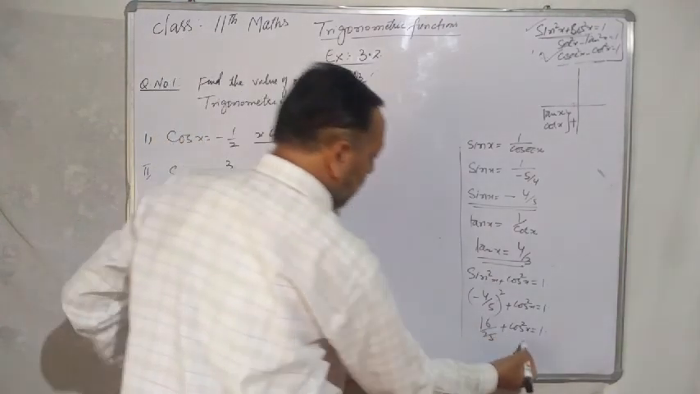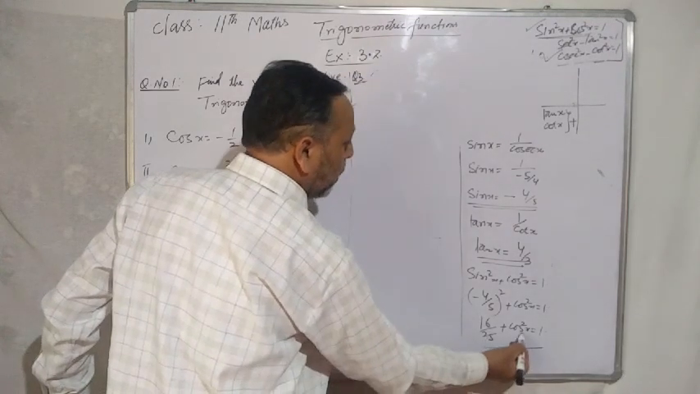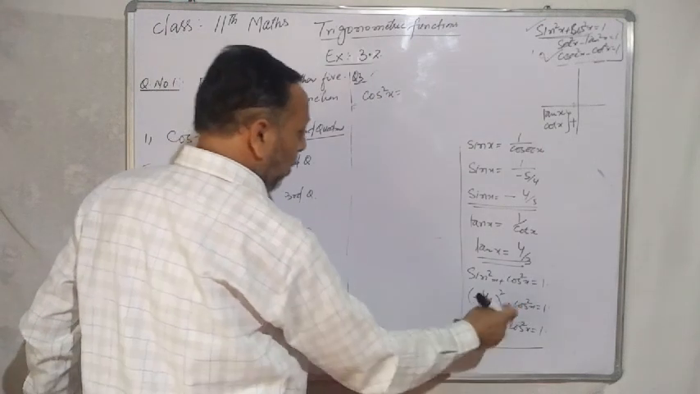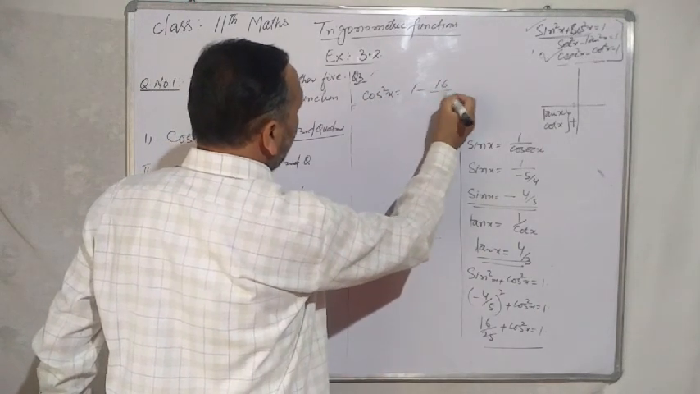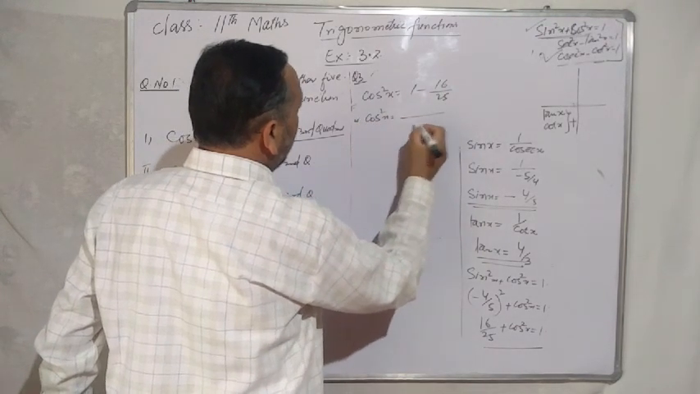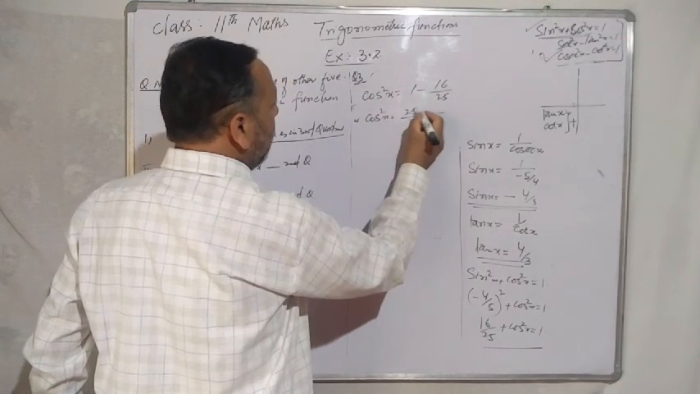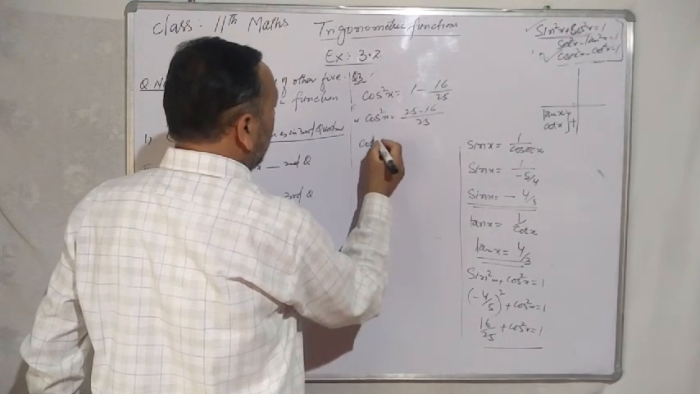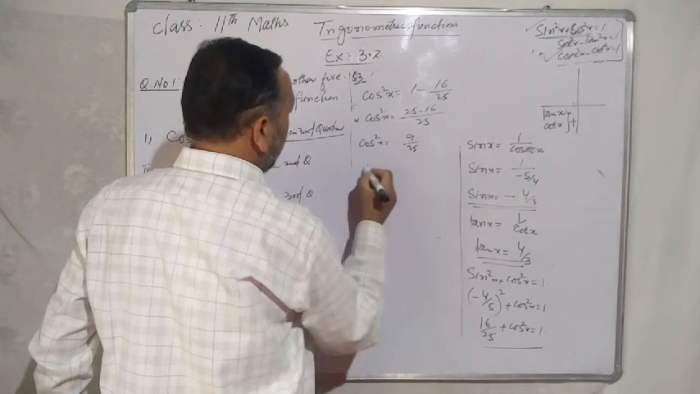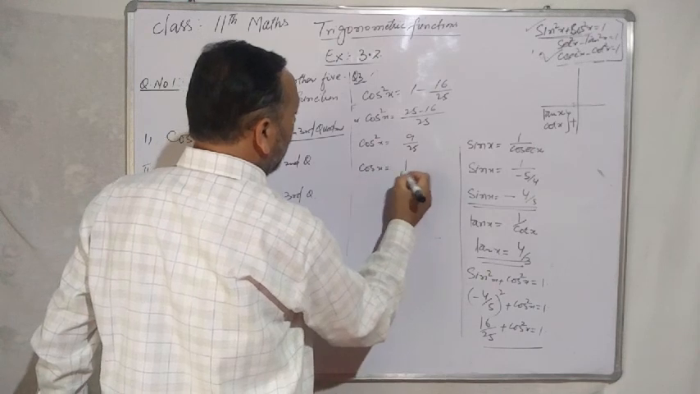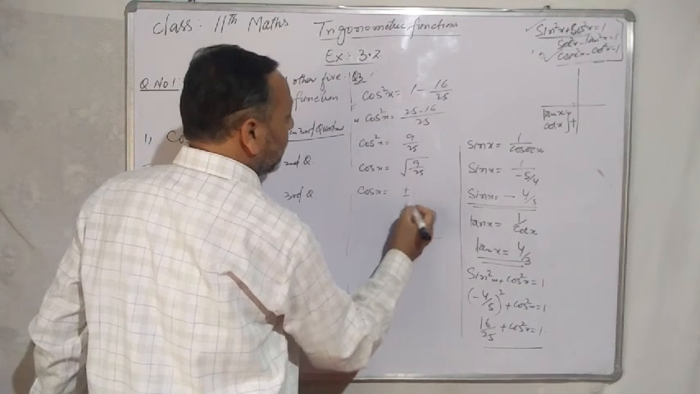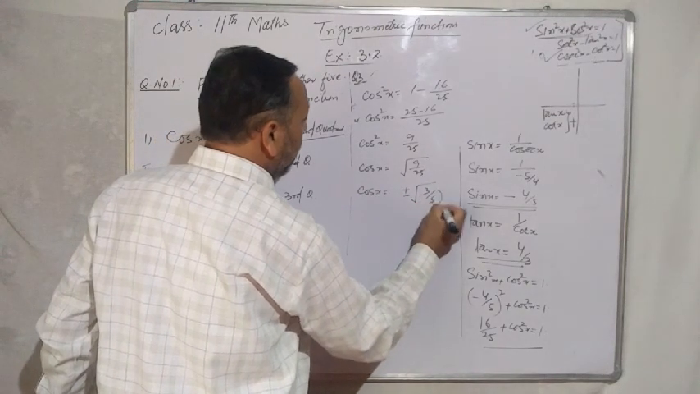Now 16 by 25 plus cos square x is equal to 1. It means cos square x is equal to 1 minus 16 by 25, or we have cos square x is equal to, take 25 as LCM, 25 ones are 25 minus 16, it means cos square x is equal to 9 by 25. It means cos x is equal to square root of 9 by 25. It means cos x is equal to plus minus root of 3 by 5 का whole square.